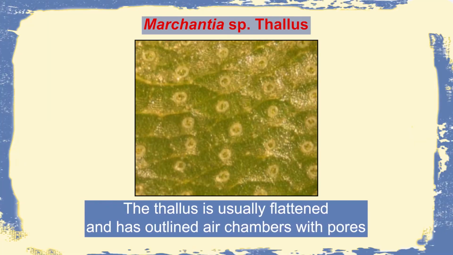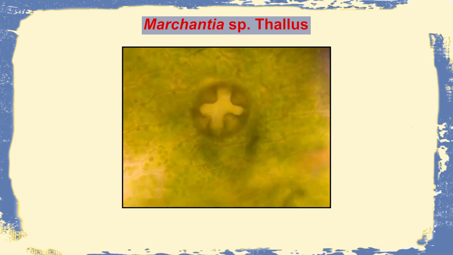Now, when we see the structures of the thallus of Marchantia closely, we can see certain rhomboidal or polygonal areas on the surface of the thallus, and within these areas there are pore-like structures which are known as the air pores.